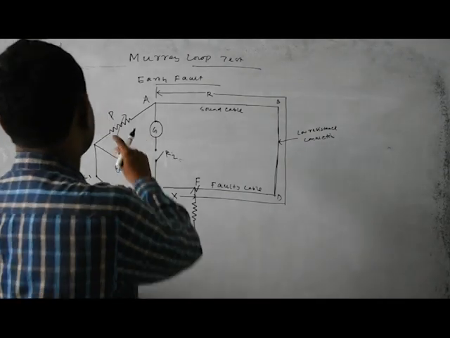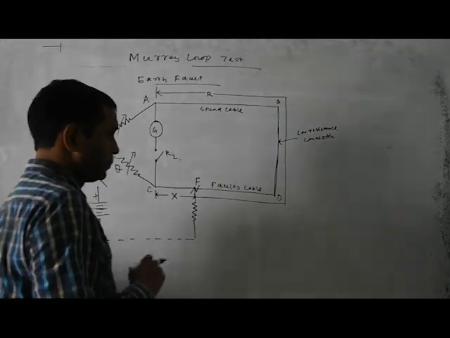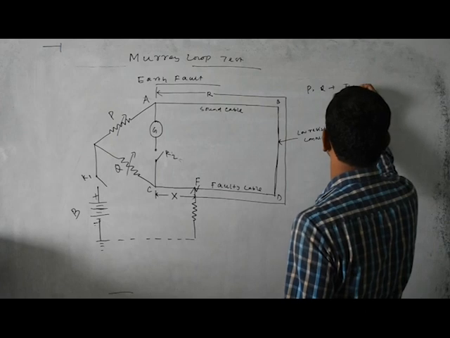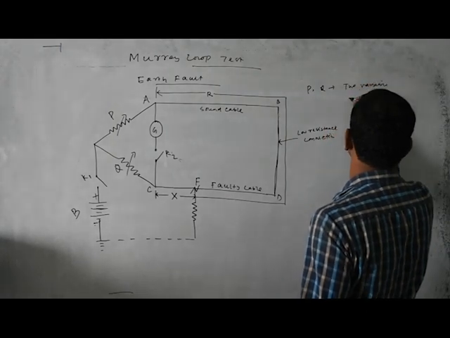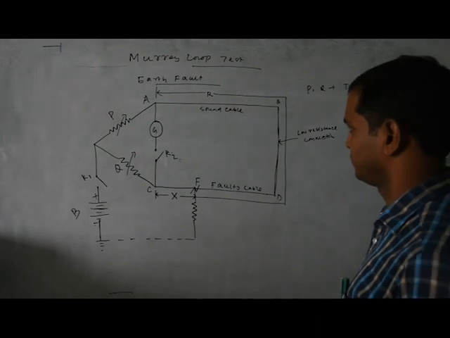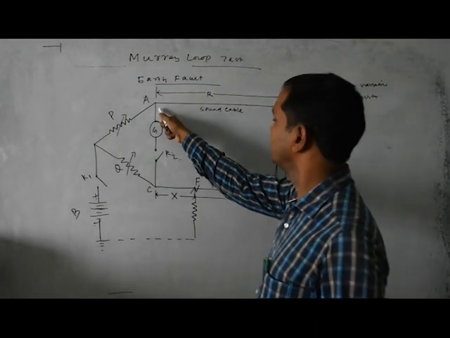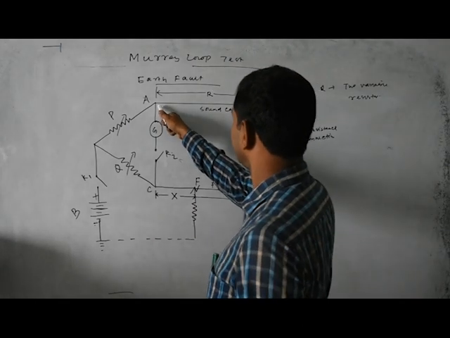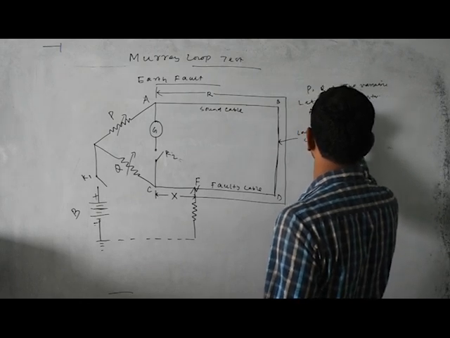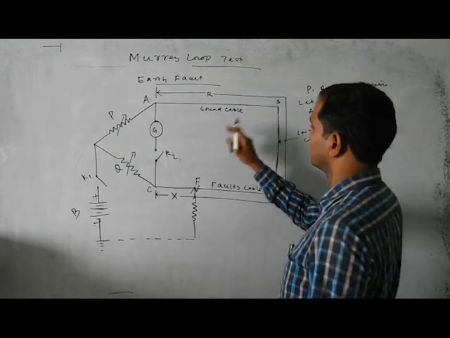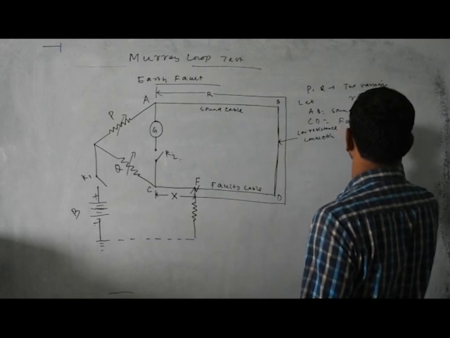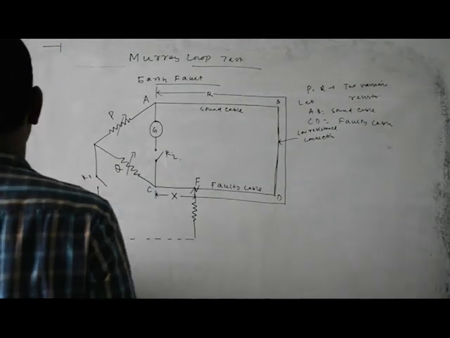Here P and Q are two variable resistors, having resistance P and Q. Again, AB is the sound cable, and CD is the faulty cable.